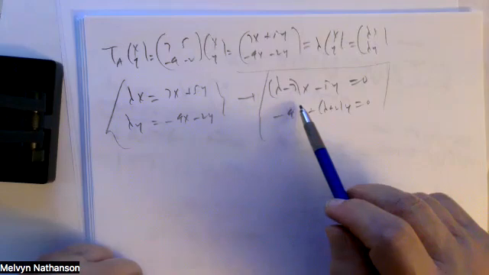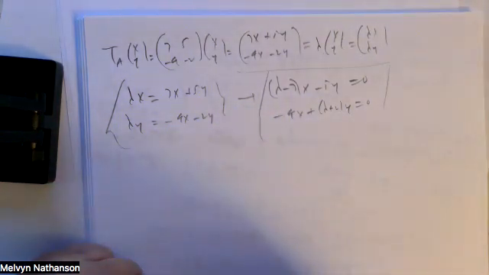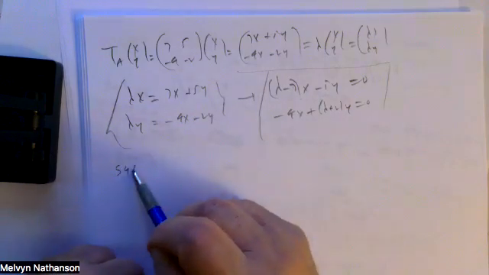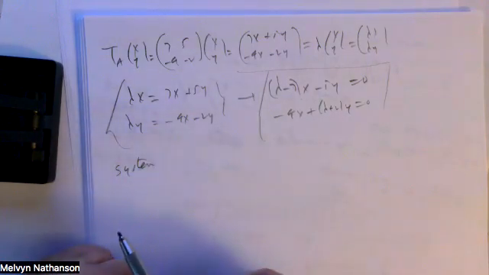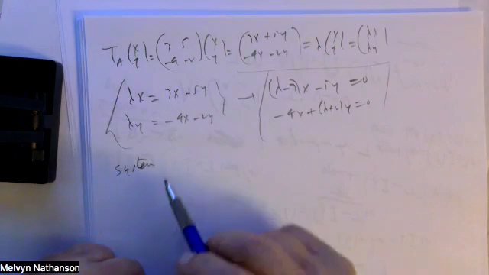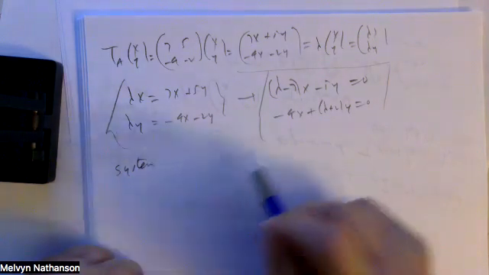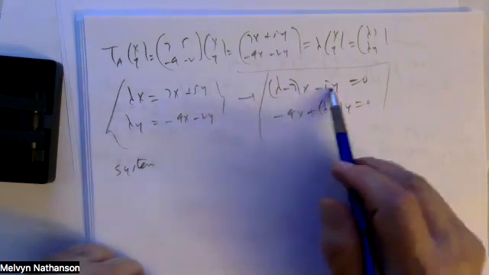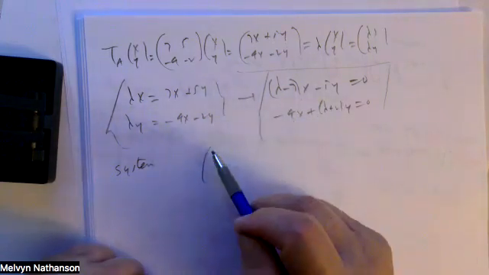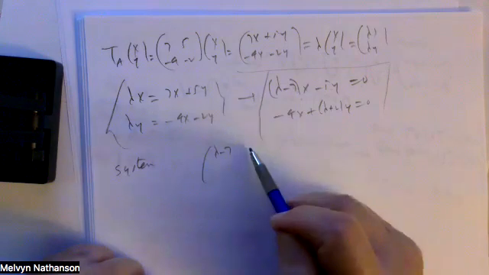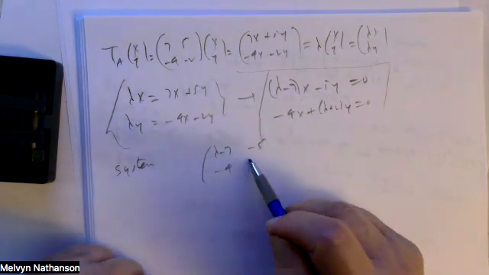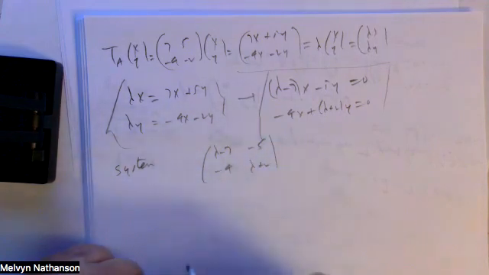I want to know, when can I solve this system of equations for non-zero x and y? A system of two equations and two unknowns has a non-zero solution if and only if you look at the matrix of coefficients of the equations. What's the matrix of coefficients? Lambda minus 7, minus 5, minus 4, lambda plus 2.